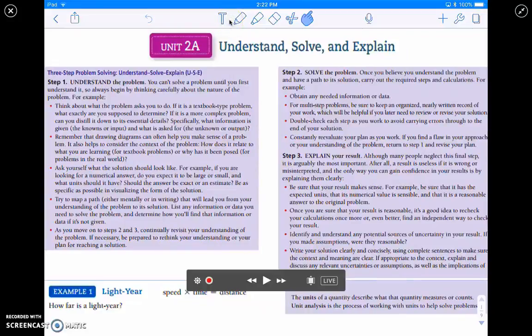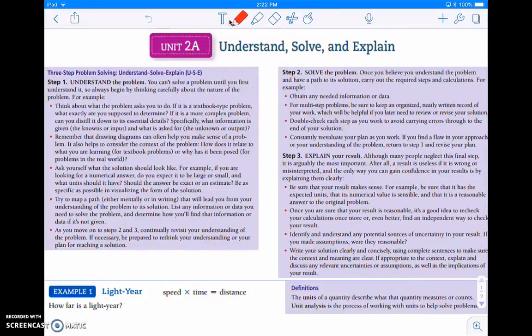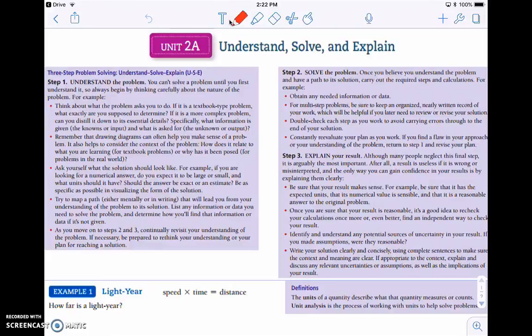All right, in this video we'll be taking a look at Unit 2A entitled Understand, Solve, and Explain. So we'll be looking at solving problems, and one of the big ideas that we're going to be looking at in the problems we're going to be solving here is what's called unit analysis. Sometimes it's also referred to as dimensional analysis, and we'll get into what we mean by unit analysis here momentarily.